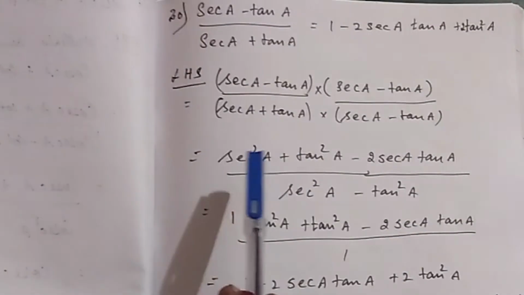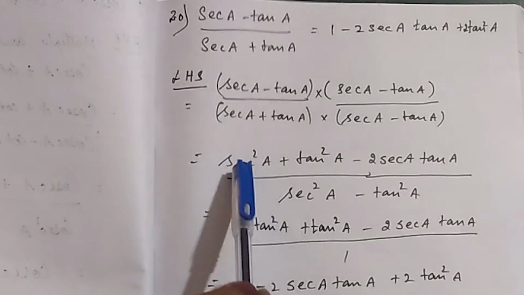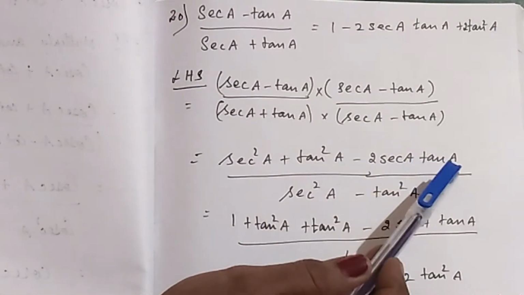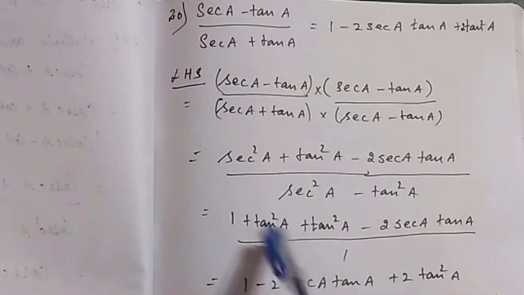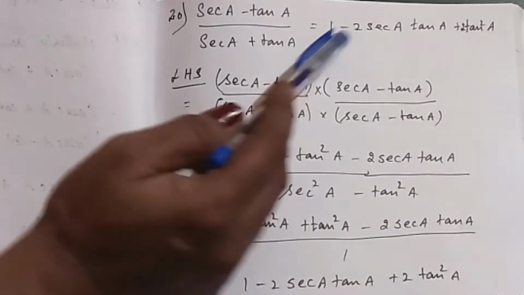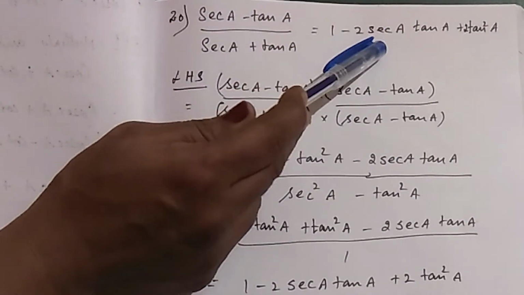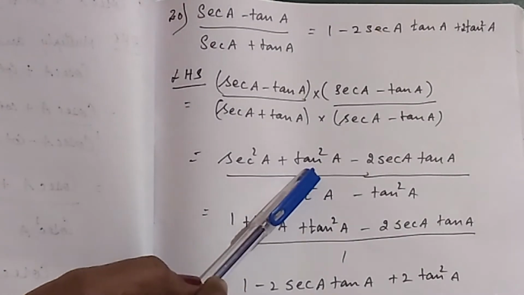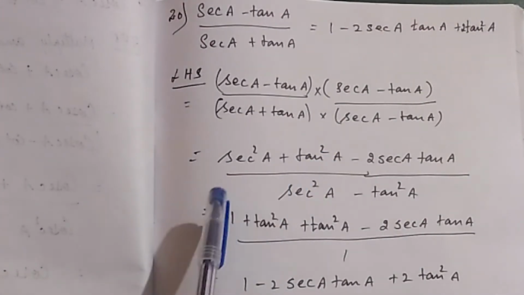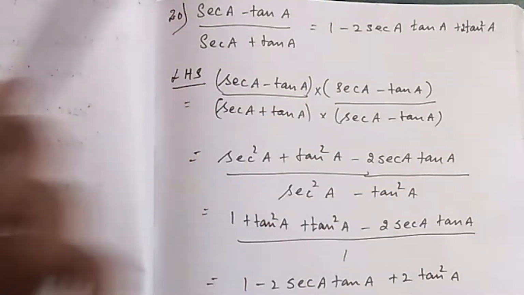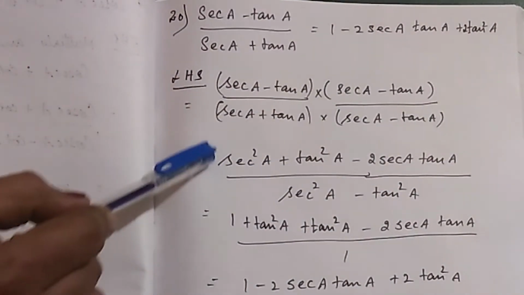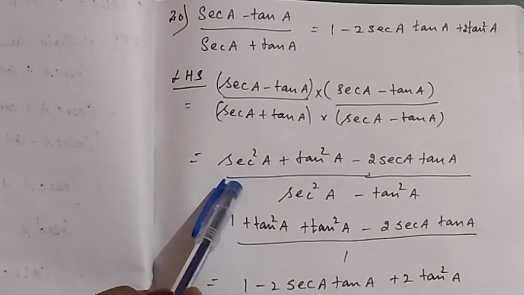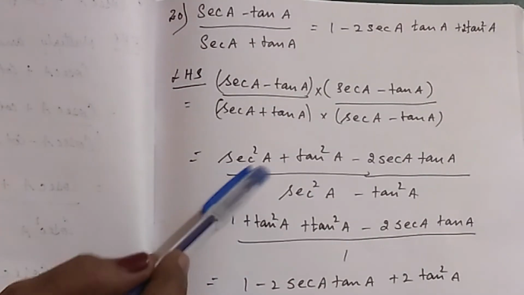Now, in the numerator, you will get secant squared A plus tan squared A minus 2 secant A tan A. Okay. So, now, see here: 1 minus 2 secant A tan A plus 2 tan squared A. I have only 1 tan squared A. 2 secant A tan A I have, but I don't want secant squared A. So now you have to think. I need one more tan squared A.